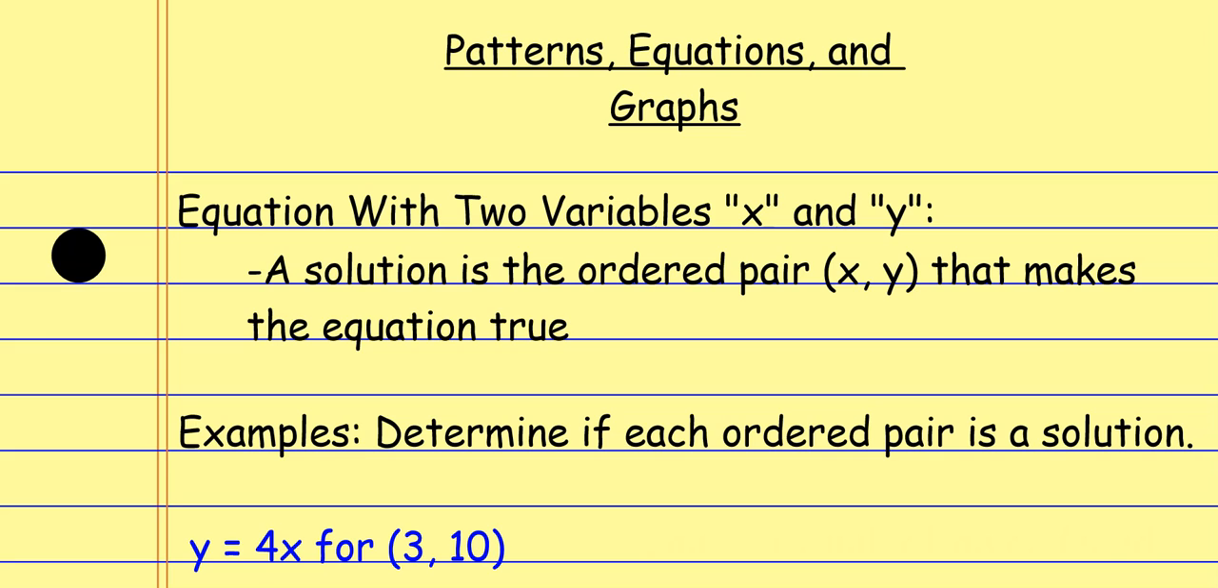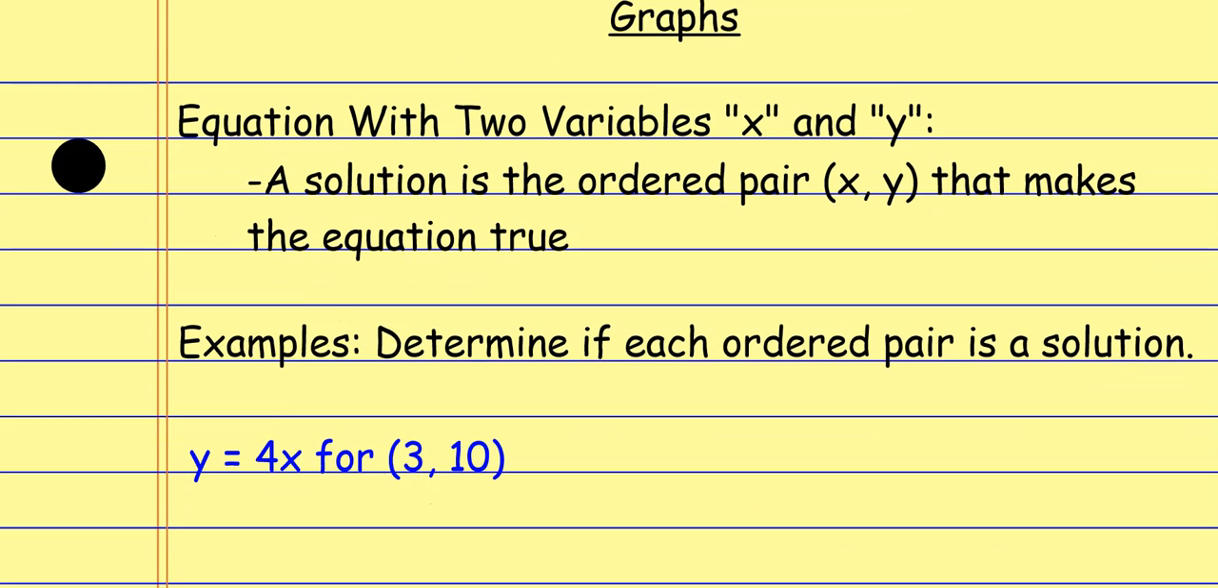So an equation with two variables, x and y, if we have both of those variables present, a solution is in the form of an ordered pair where it's the x and then the y value. So x comma y. All right. And it's important to remember that ordered pairs are always the x value followed by the y value. And a solution is basically an ordered pair that makes the equation true. So an x and a y value that satisfy the equation and give us a true statement.